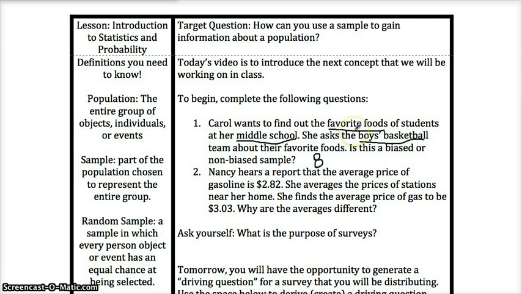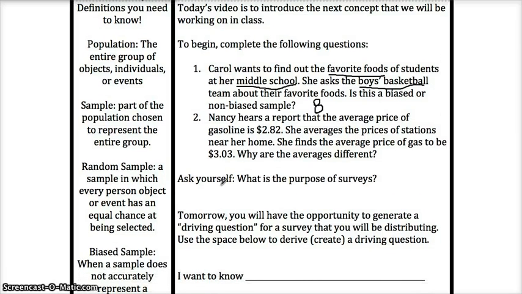Okay, then the next one is Nancy hears a report that the average price of gasoline is $2.82. She averages the prices of stations near her home, and she finds the average price of gas to be $3.03. Why are the averages different? So this one, just go ahead and think about it. Why could it be different?